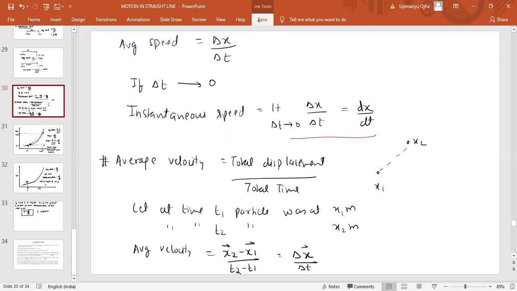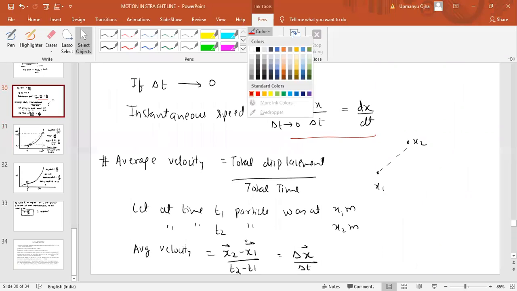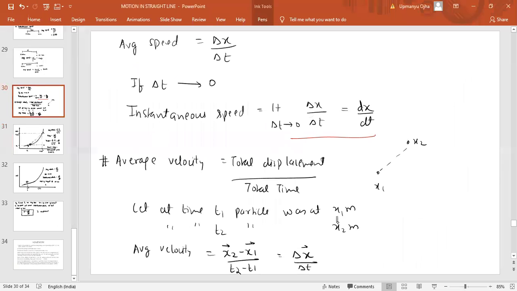We are putting an arrow here. The arrow represents the vector form. If I put an arrow here, it means it is a displacement. So what is average velocity? Average velocity is net displacement by time taken. So x2 minus x1 by t2 minus t1 is the average velocity.